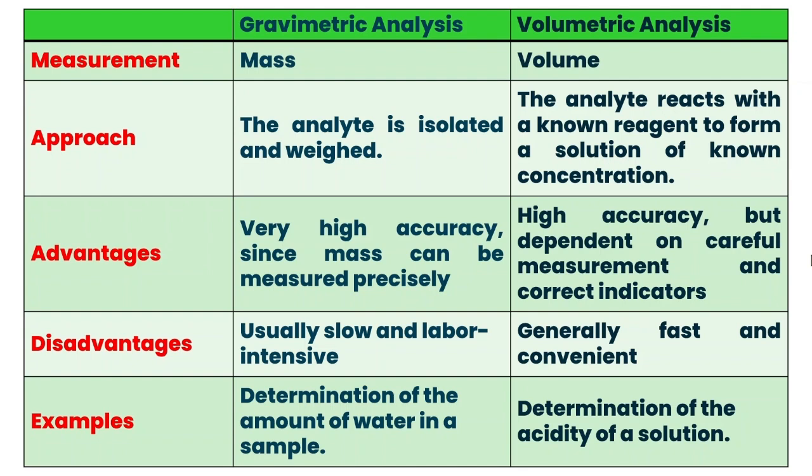An example of gravimetric analysis is the determination of the amount of water in a sample by way of measuring its mass. A volumetric analysis example is the determination of acidity of a solution. So in other words, to generalize, gravimetric means mass-based, slower, and more precise. Volumetric is volume-based, faster, and widely used in practice.